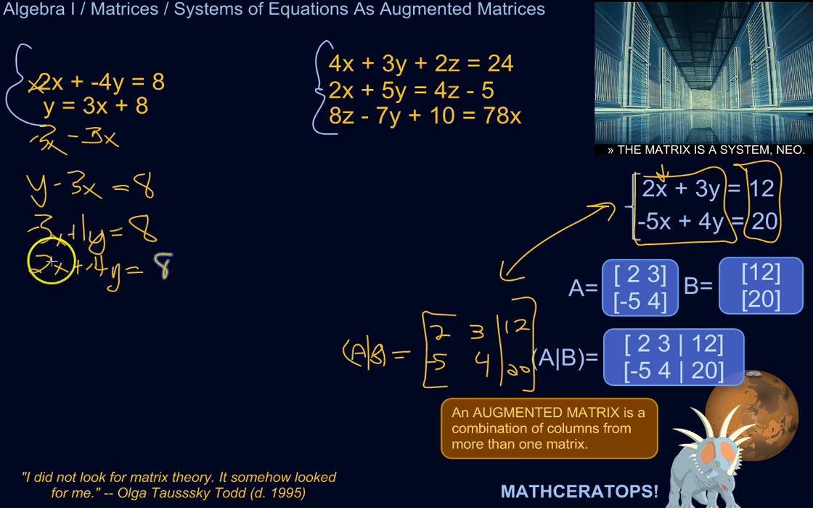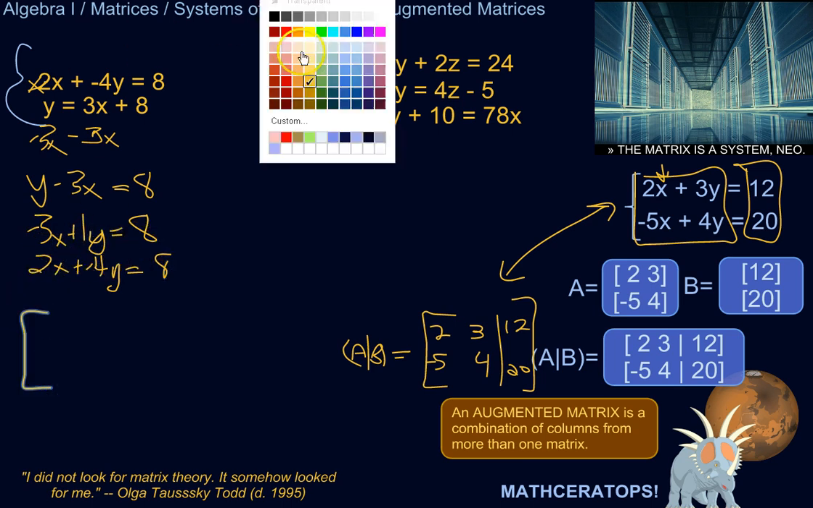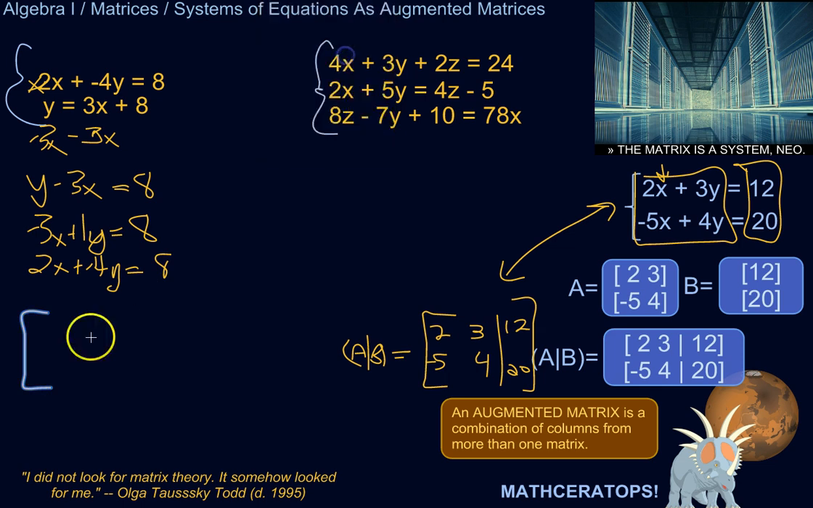Okay, now let me write this as the augmented matrix. Let me do a different color. This orange is kind of bothering me. So first I've got my bar here. That's going to symbolize this equal sign. Yeah, these are the only two.